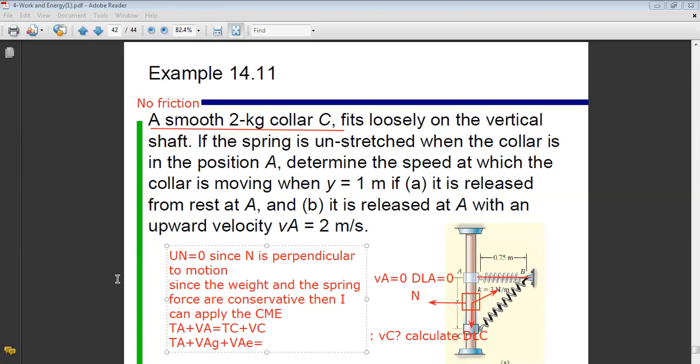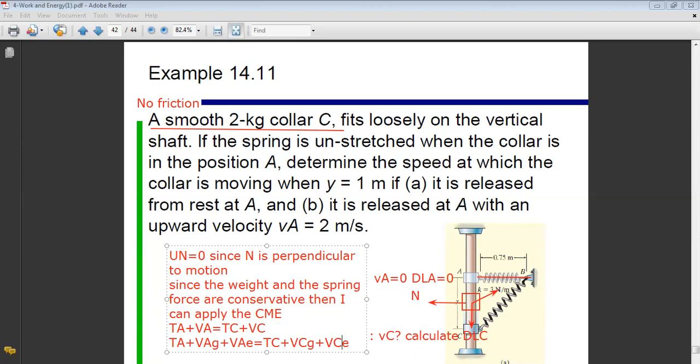And from the other side, at C I have the same. So I have kinetic energy at C plus gravitational potential energy at C, and plus elastic potential energy at C also.